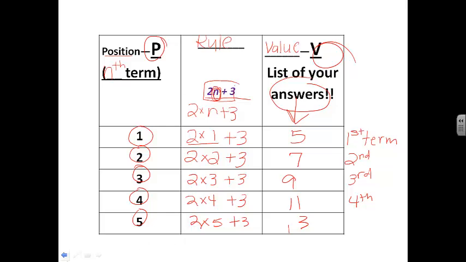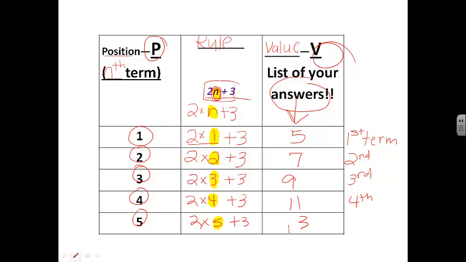Okay, so let me just show you. I'm going to go kind of slow on this one. I know I'm going slow, but let me just show you. I'm going to highlight where we replaced it. We replaced 1, 2, 3, 4, and 5 to get our first 5 terms. That's where we replaced n, okay, because it can be anything.